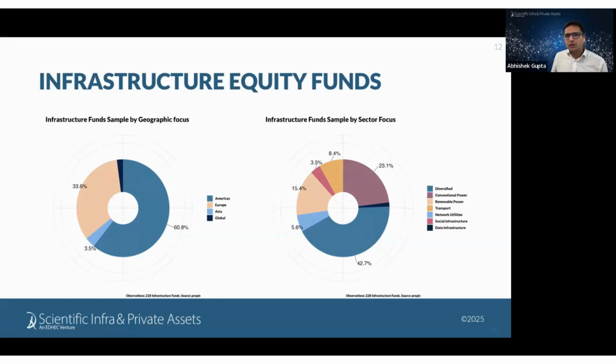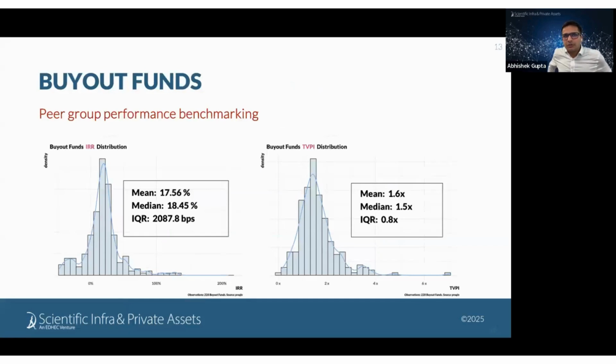Right. For these funds, we wanted to assess how peer group performance benchmarking would work. So let's look at buyout funds first. The left distribution is of IRR among all these buyout funds that are in our sample. And we see a mean IRR of 17.5%, a median IRR of 18.5%, and an interquartile range, the spread between the first quartile and third quartile boundary, of about 2,100 basis points. So it's a very wide range.